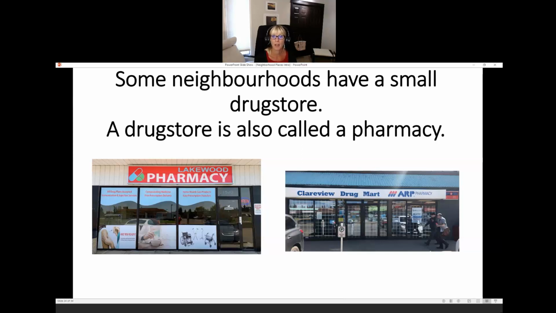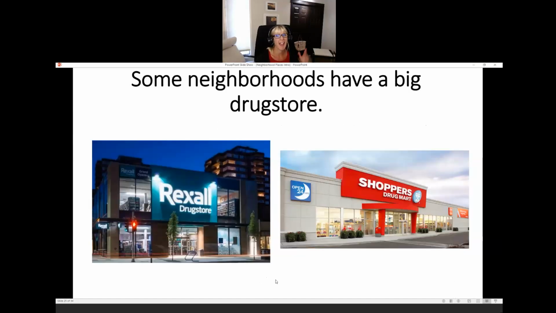A drugstore is also called a pharmacy. Every now and then you will see a small word, mart. Mart is the same as store. Drugstore, drug mart. A drugstore is also called a pharmacy. Some neighborhoods have a big drugstore or pharmacy.